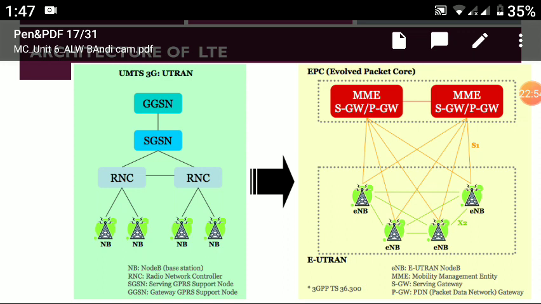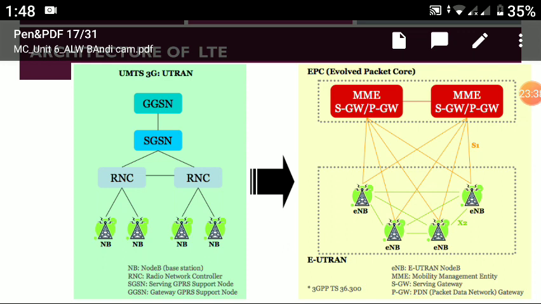So UMTS and then UTRAN, actually 3G. UMTS comes under 3G, and then slightly greater than 3G is here you people can see the GGSN. It is nothing but the gateway GPRS support node. Then SGSN is the serving GPRS support node. Then this can be divided into the two RNC. This is the radio network controller, and then ultimately you can get the NodeB, or you can say these are the separate base stations.